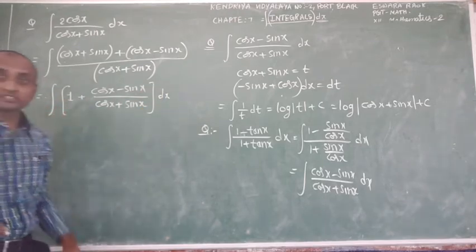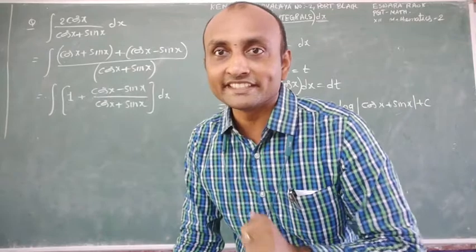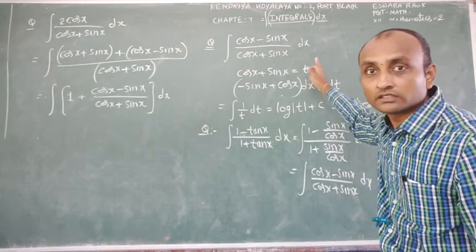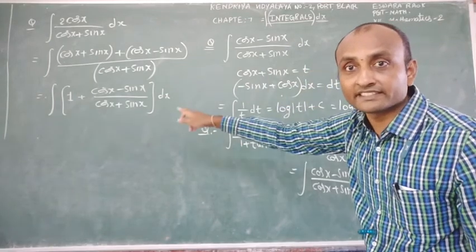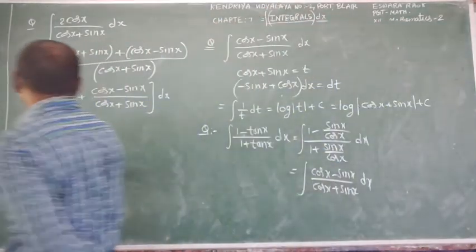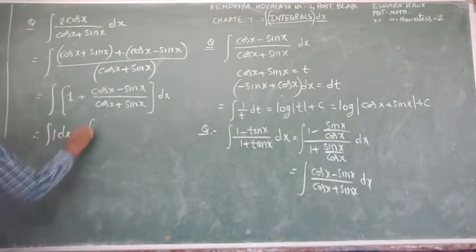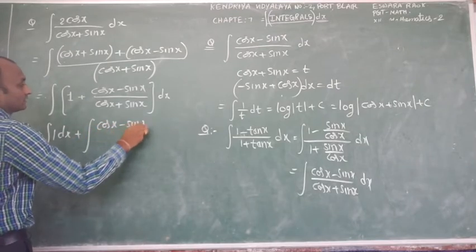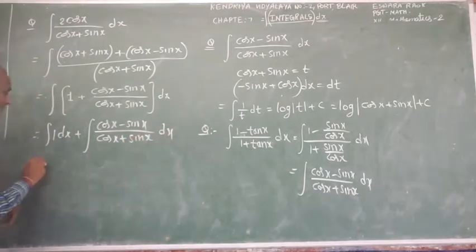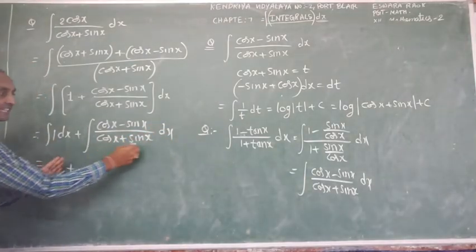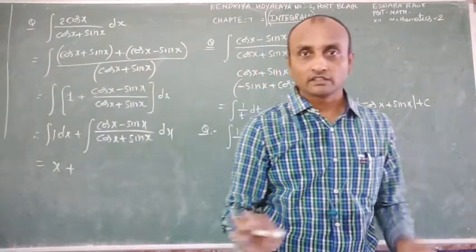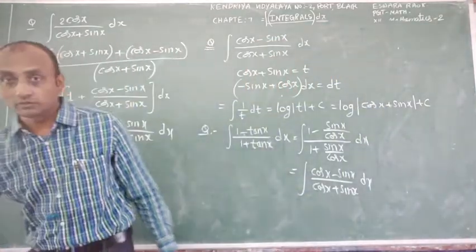Now see, do you know one integration? Yes. What is that? x. Then what is the other part? The same question. The other part, cos x minus sin x by cos x plus sin x, is the same question. So we can go with that. So after writing, integration 1 dx plus integration cos x minus sin x by cos x plus sin x into dx. Now parallelly you can do it: here you write x, and here you take something as t, substitution method stepwise. No problem. This one and the same question, if they ask you one more way. Look.